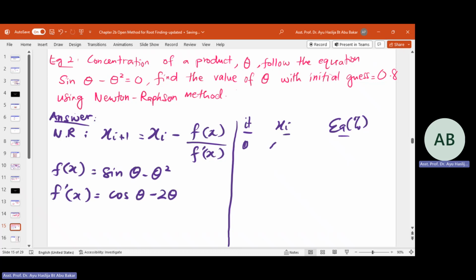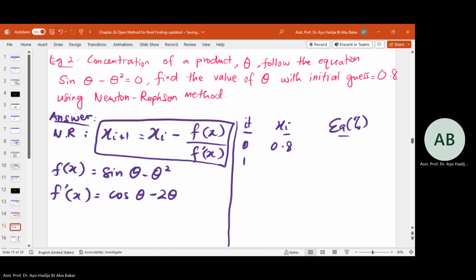Start with x i equal to 0.8. That one is the 0th iteration, the given starting point. So the first iteration uses the Newton-Raphson method equation to find your new point. Remember to use radian mode. When it involves sine and cos theta, the trigonometric functions, use radian mode.